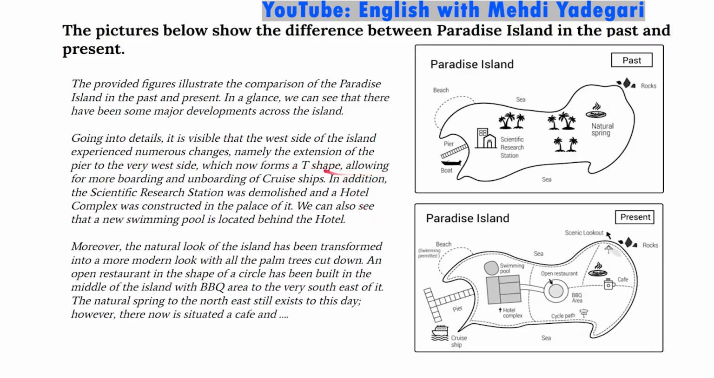And more explanation, allowing for more boarding and onboarding of cruise ships. Cruise ships here, right? So cruise ships, they dock here and they onboard and board people. So we've mentioned that.